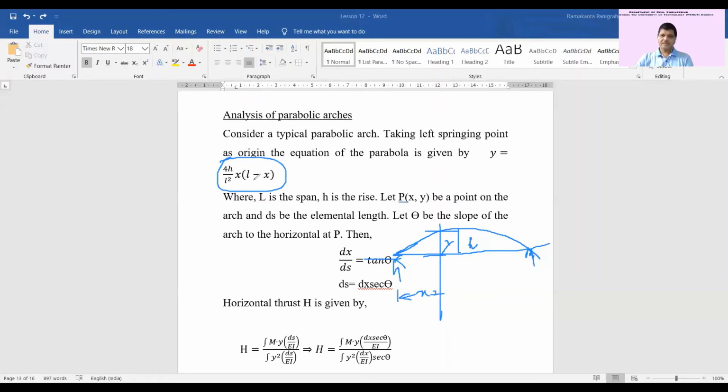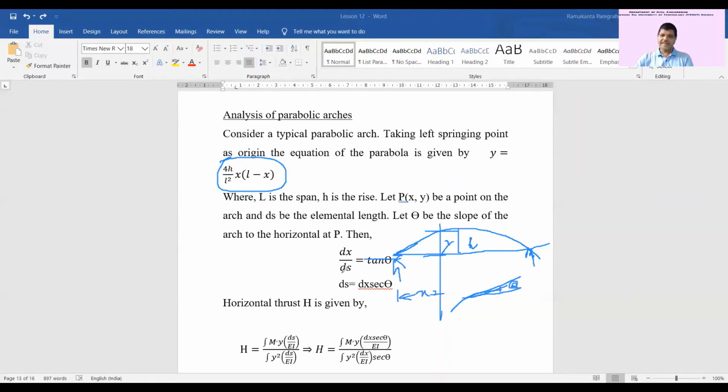y is equal to 4h by L square x into (L minus x), where L is the span, that is, center to center of the supports, and h is the rise. Sometimes it will give center to center of supports, which is your L value. Let P(x, y) be a point on the arch, ds the elemental length, and theta the slope of the arch. If you take any point on the section, you can find the value of the slope at any point of the curve.